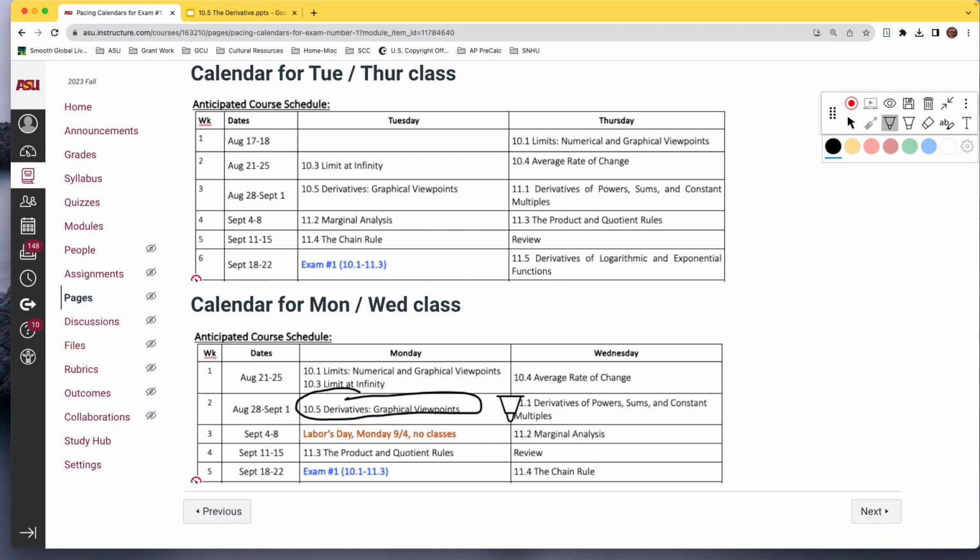Otherwise, we'll do 11.2 and then 11.3. We'll have a day for review, and then we'll have our first exam. I believe that's Monday, September 18th. You'll notice on the Monday before that the Tuesday, Thursday class has to pick up 11.4, which is something we'll pick up after the exam because it won't be on the exam. But that's just kind of an overview of where we're going.